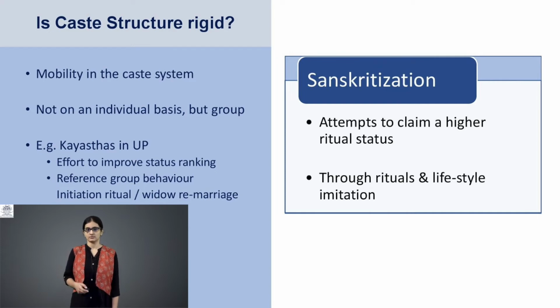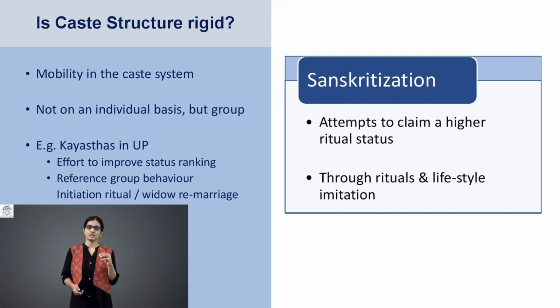But there are some studies which have pointed out that only the two opposing ends of the system are fixed, that is the Brahmins at the top and the untouchables. But in the middle, there was room for determining a higher position, suggesting that mobility was possible within the caste system. But it is important to note that this kind of mobility was not on an individual basis, but on a group basis.